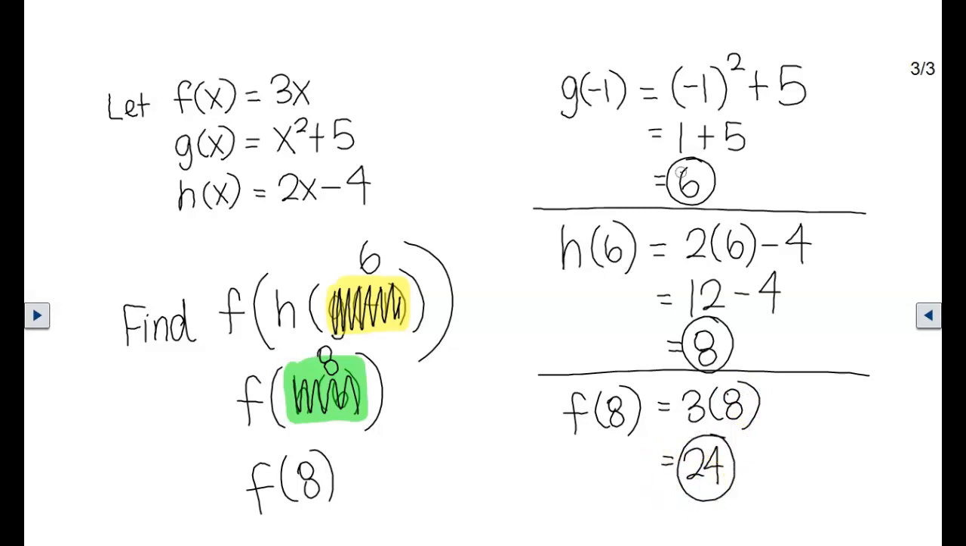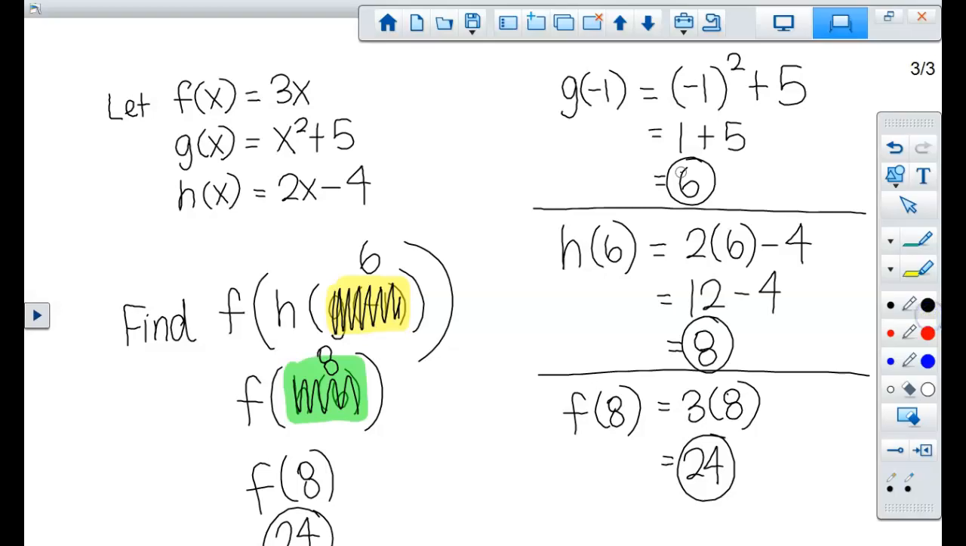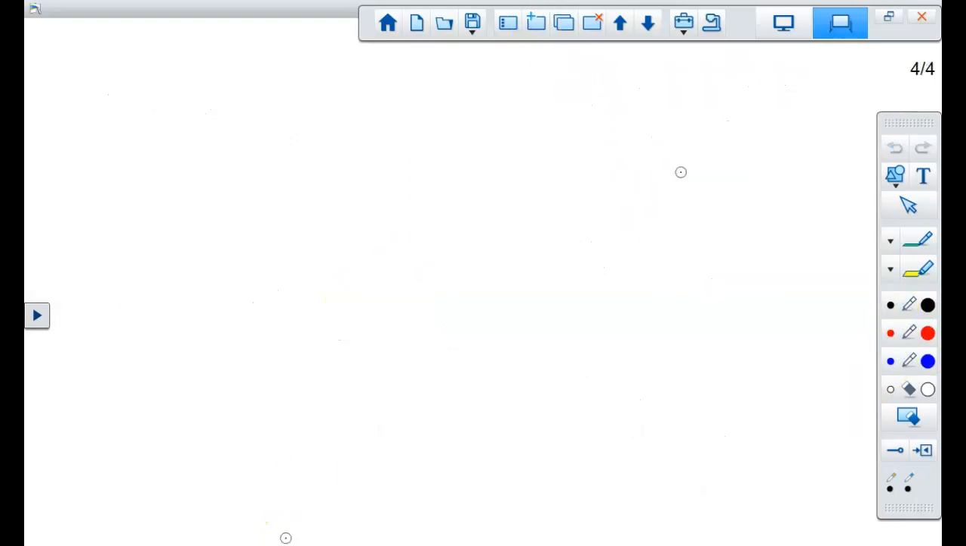And that 24 is the only answer that I really care about. That answer 24 is all I really care about. I want that final answer that is the result of doing all three of those functions. So start with the innermost function and work your way out.